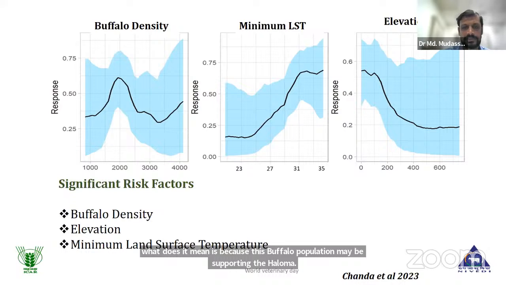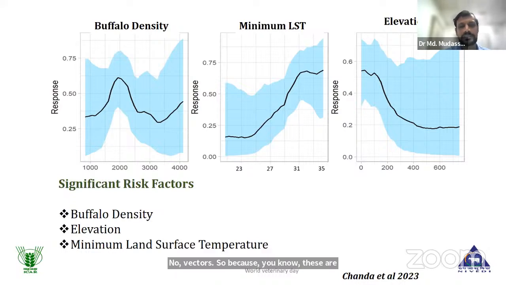Because these are the ticks which require different hosts, the buffalo density was playing a role. And if you see the optimum conditions required, what are the temperature conditions required. So we found these as significant factors in the transmission of CCHF.